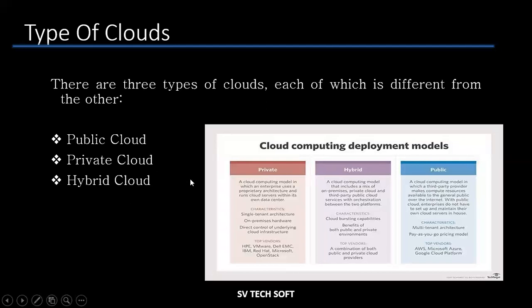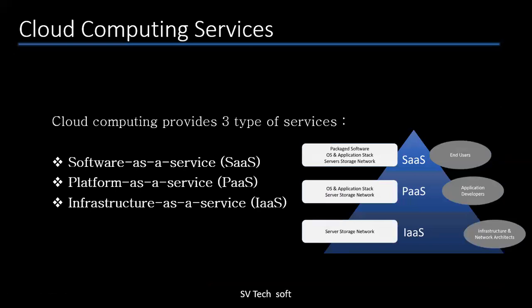Public cloud, private cloud, and hybrid cloud. Then cloud computing services. For example, some vendors may have hardware, software, network, database, operating system. Some vendors may not have the particular software or hardware. For example, if you take Microsoft, Microsoft has all these services: SaaS, PaaS, and IaaS. SaaS is software as a service, like some software, like Oracle, MS. PaaS is platform as a service, meaning operating system.